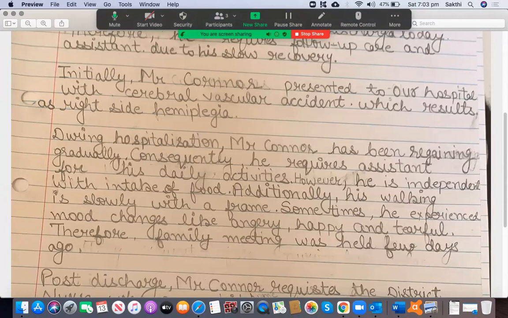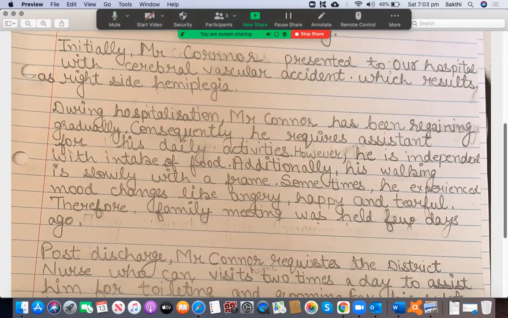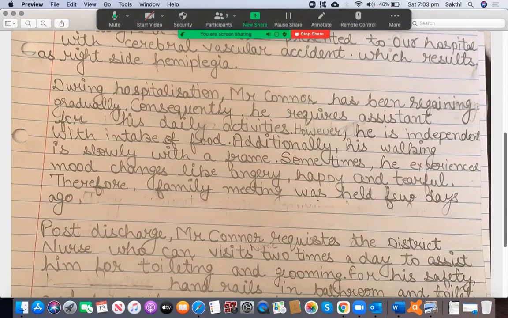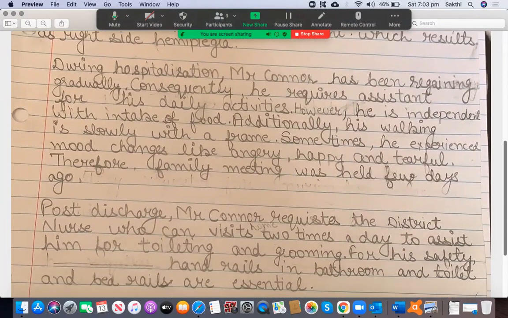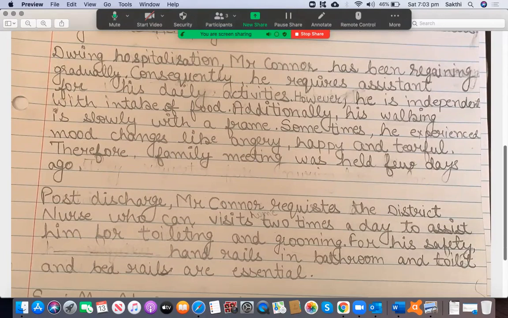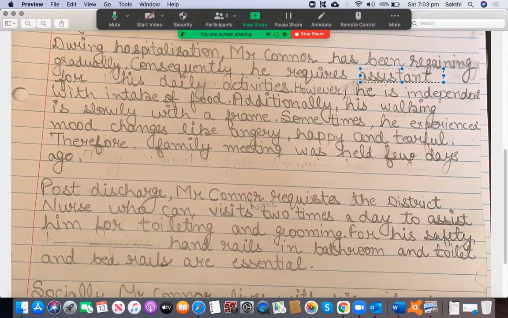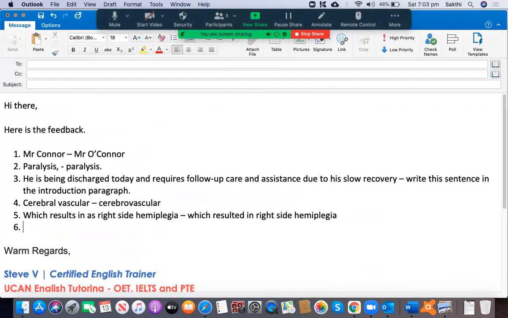Okay, during hospitalization, Mr. O'Connor, okay, has been regaining gradually. Consequently, he requires assistant for his daily living activities. Again, it's not assistant, but assistance, okay? Oops. Assistant, that's wrong. It's assistance, okay?